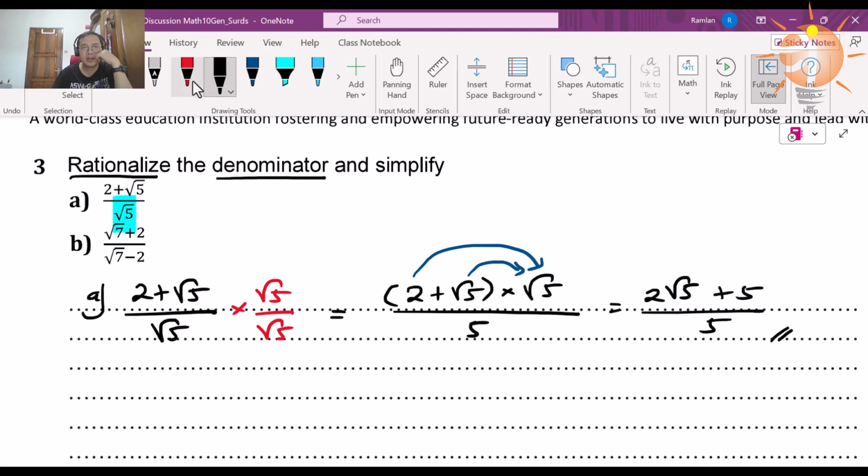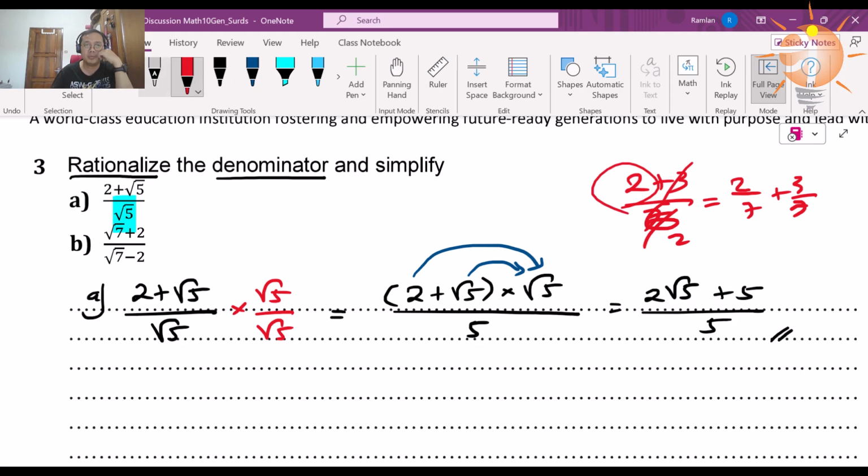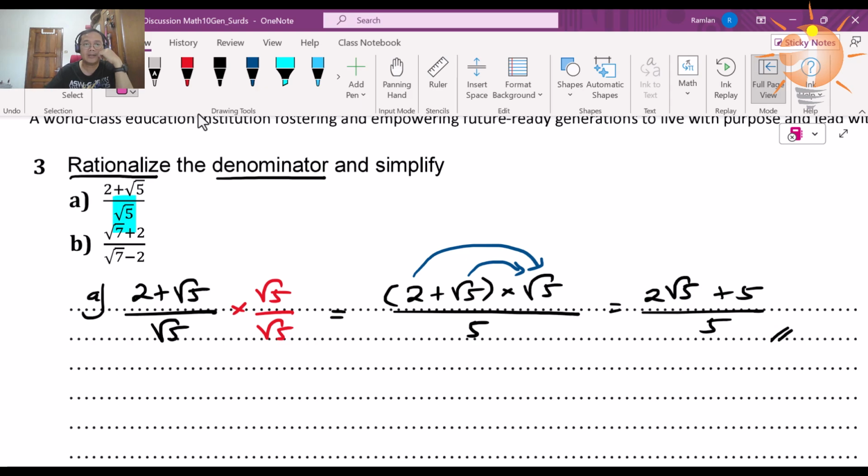Now be careful that you cannot do this. That's what we call an illegal canceling. Because if I have, for example, 2 plus 3 over 7, the concept is that both of these two numbers should be divided by the same denominator. So I should write it down like this. So you cannot cancel. For example, if I have 6 over here, you can't cancel this and it becomes 2, because both of them should be divided by the same number. So be careful with the illegal canceling.